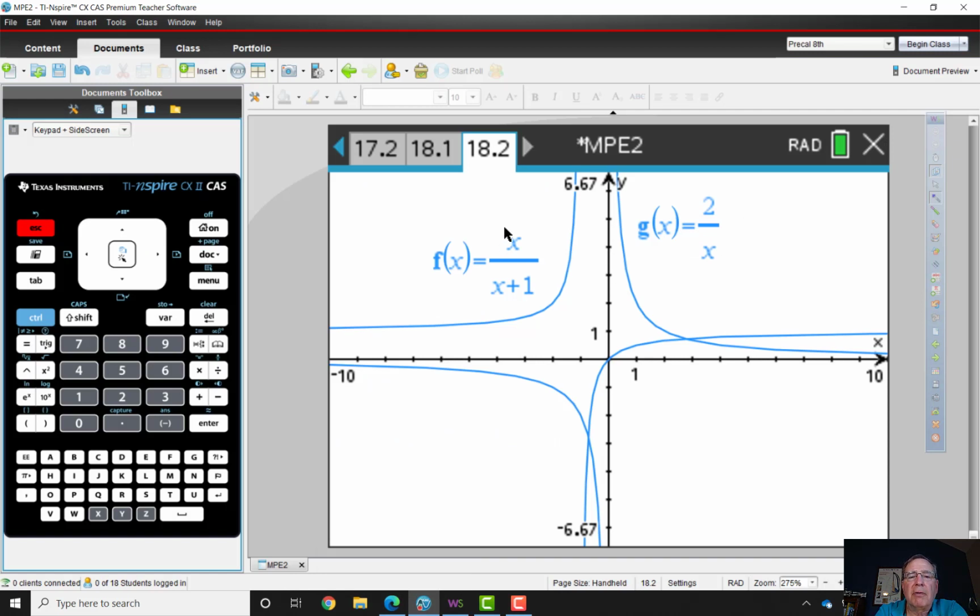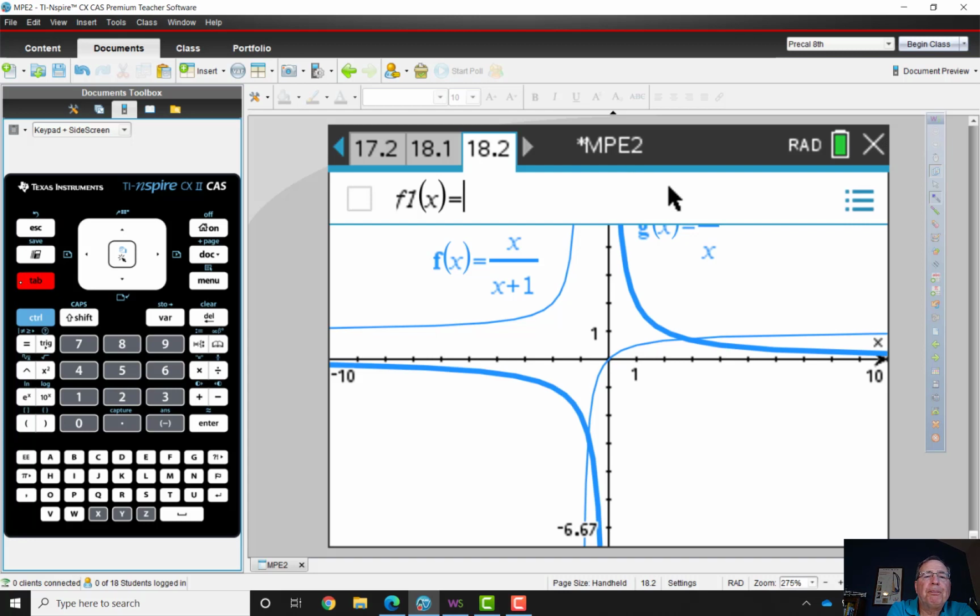So here I have f of x. So we're a rational function shifted to the left by 1. So we've got a vertical asymptote at x equals -1. And this is 2 over x. So this is the reciprocal function multiplied by 2, or vertically stretched by 2. And you'll see I changed the names to f of x and g of x.